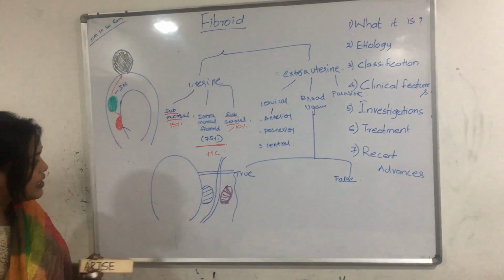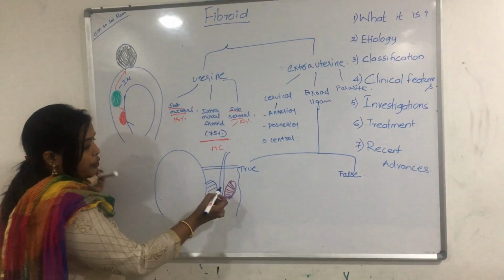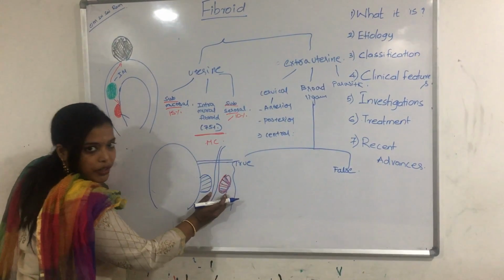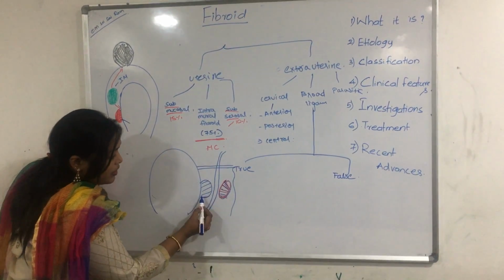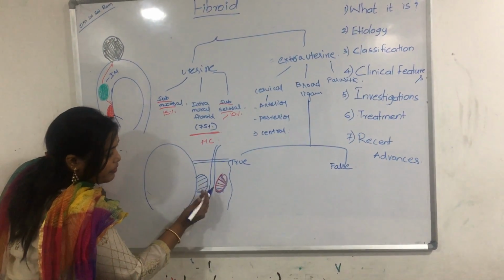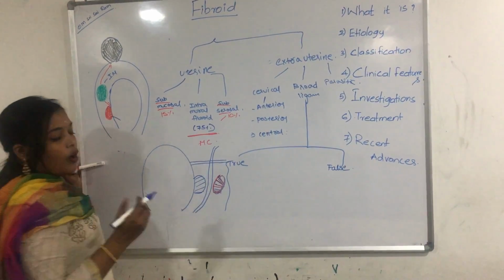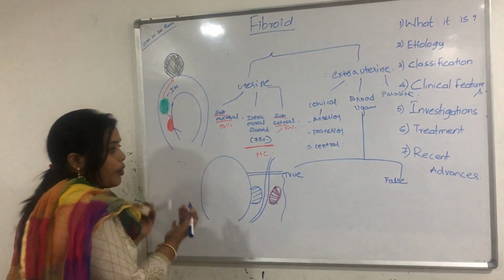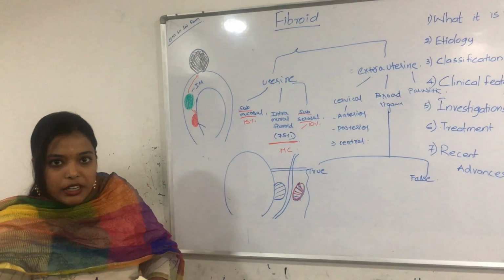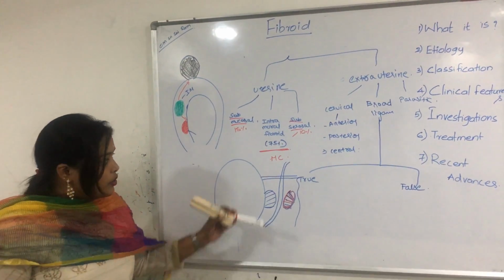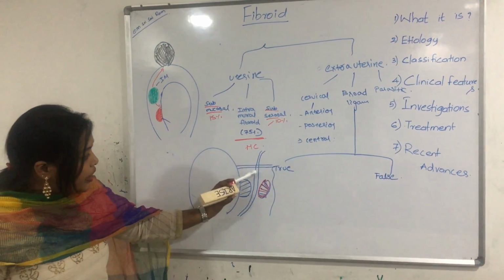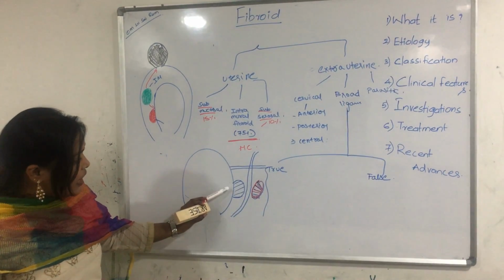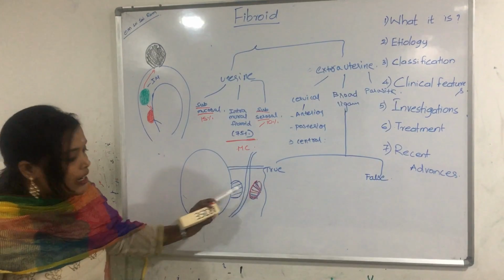Now the questions which they ask: true broad ligament fibroid is lateral to the ureter, or the false broad ligament fibroid will be medial to the ureter. Or they might ask, there is a fibroid which is located medial to the ureter, is it a true broad ligament fibroid or a false broad ligament fibroid. They can give you options like that. So this concept you should be clear: in a true broad ligament fibroid, the ureter is medial, whereas in a false broad ligament fibroid, the ureter is lateral. Okay?